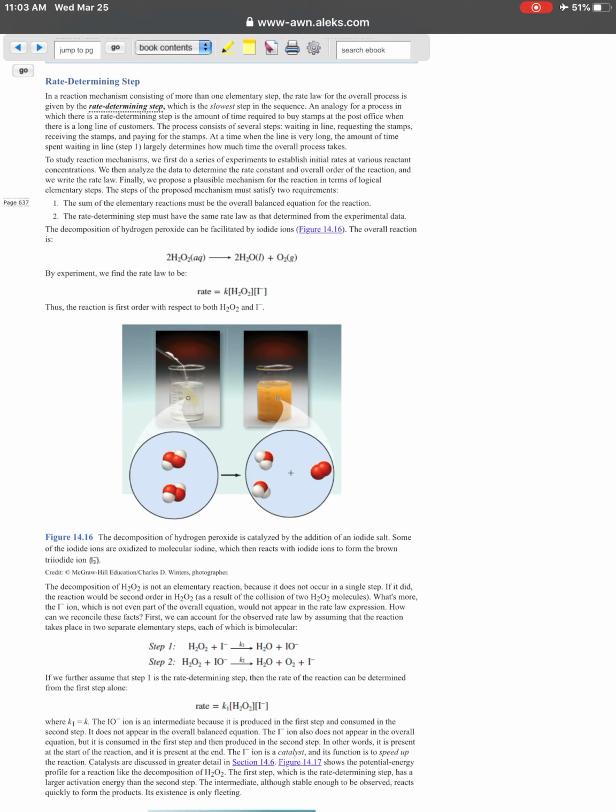To study reaction mechanisms, we first do a series of experiments to establish initial rates at various reactant concentrations. We then analyze the data to determine the rate constant and overall order of the reaction, and we write the rate law. Finally, we propose a plausible mechanism for the reaction in terms of logical elementary steps.